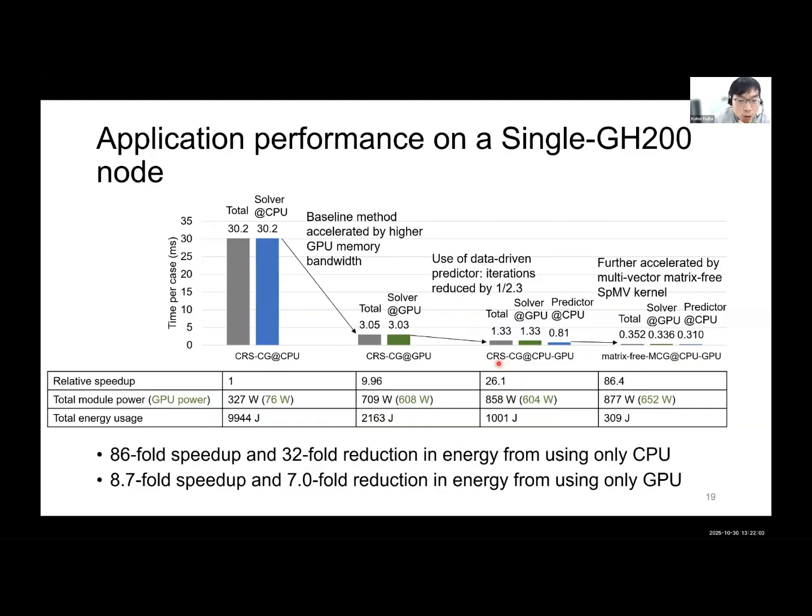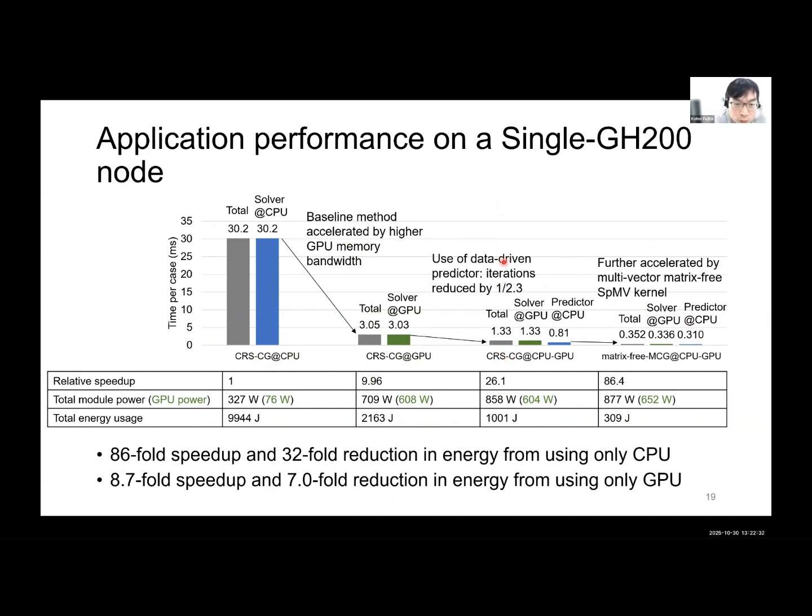Okay, so this is the total application performance on the single GH200 node. This is the simulation of the baseline method, the CRS-based baseline method on the CPU. This is only used in CPU. And this is the baseline method on the GPU. This is accelerated by about 10 times, which is due to the tenfold improvement in the GPU hardware memory bandwidth.